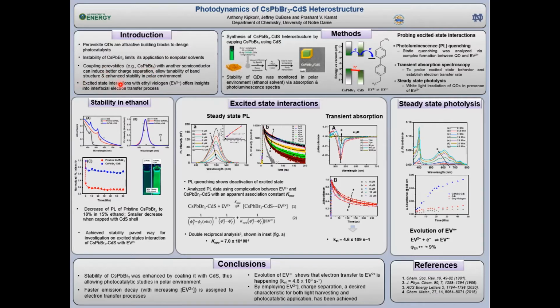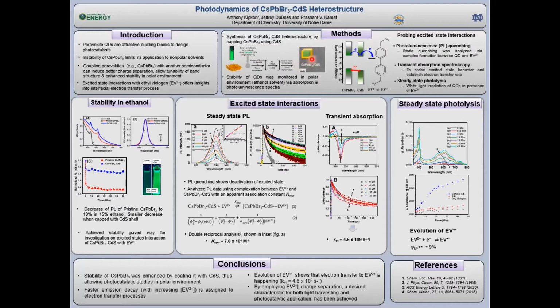And we thereafter tested all these excited state interactions using a molecule called ethyl viologen, just to offer us insights into how the new CdS that is capping the surface is affecting the electron transfer processes. So in the methodology that we adopted, we did the normal synthesis of the perovskite semiconductors, and took another route of now putting a CdS coat over it.